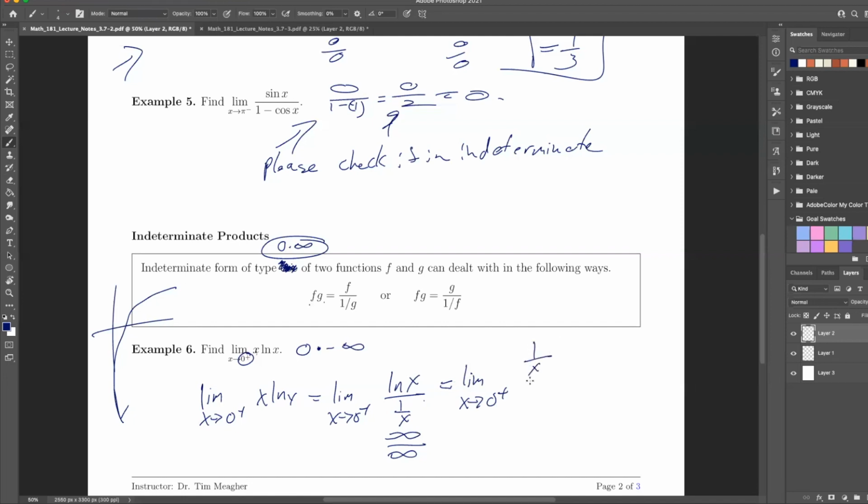And then here, this is x to the minus 1. So this becomes minus, remember 1 over x is equal to x to the minus 1 power. So I bring down the minus 1, and then it's x to the minus 2 power. And then if I simplify this, limit as x goes to 0 positive would be 1 over negative x to the minus 3 power.